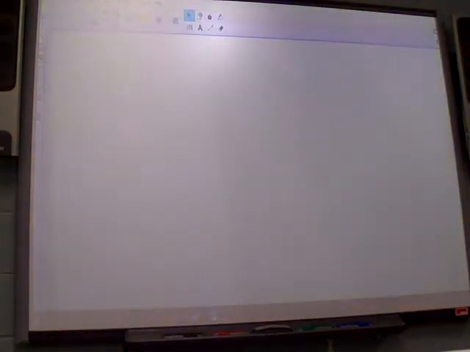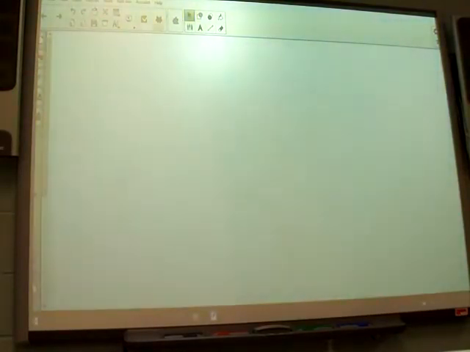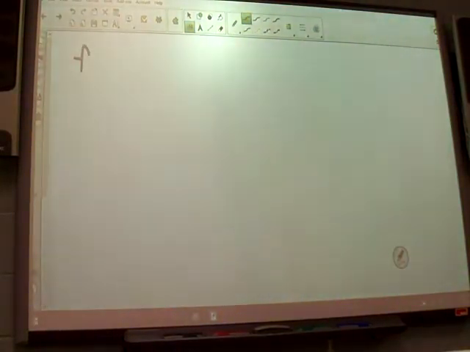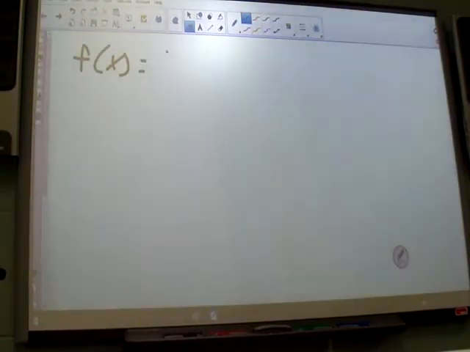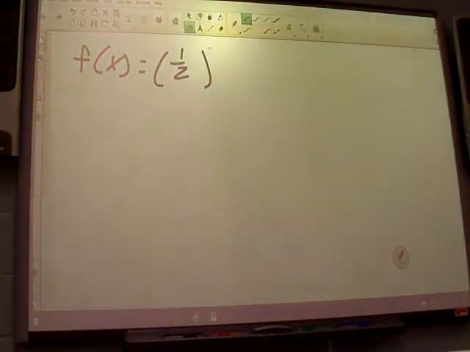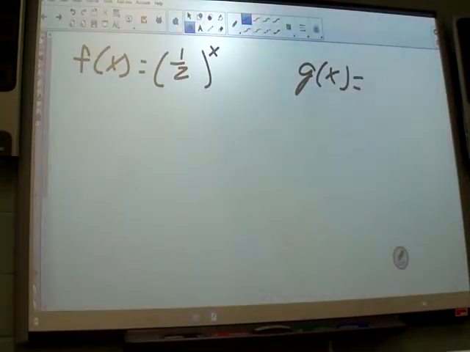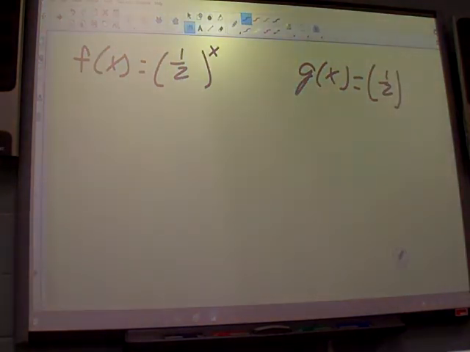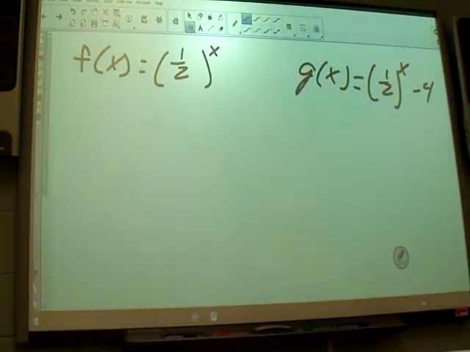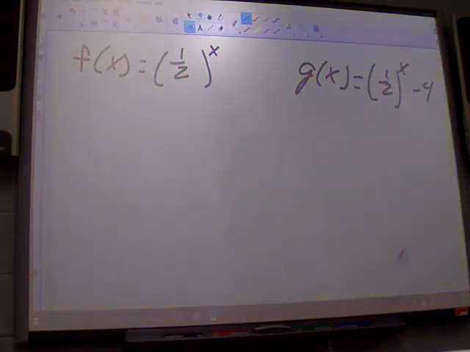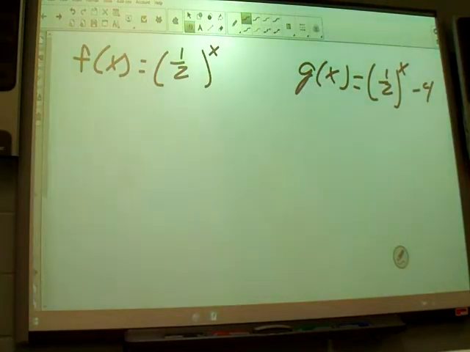Alright, so like I said, all you're going to add to your notes here now is we're just going to work through some like we have with every unit and look at what it'll look like when it's involved in an exponential function or a logarithmic function. Let's say I gave you f of x is equal to 1/2 to the x, and then g of x is equal to 1/2 to the x minus 4. All you're asked to do here is to describe the transformation that takes place from f of x to g of x.